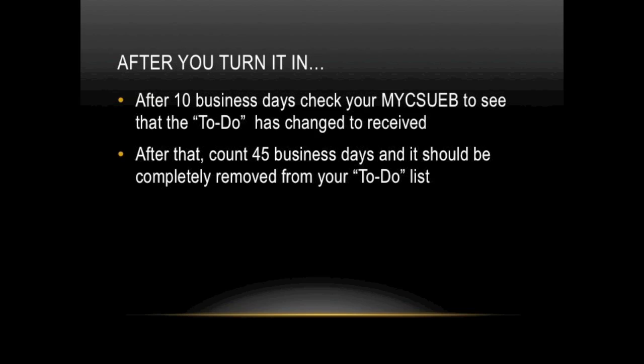After you have mailed and faxed your forms, you count 10 business days and the form should have been received by your financial aid office. To check this, you can log back into your My CSUEB. When you click on the details of the to-do status form, your status should have changed from initiated to received. After you have verified that, you can count 45 business days from that date and it should be completely removed from your to-do list.